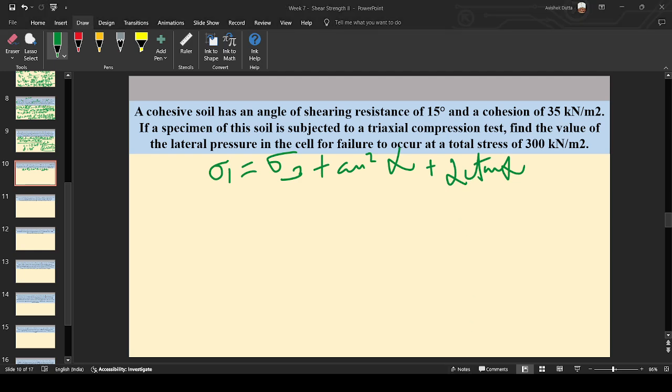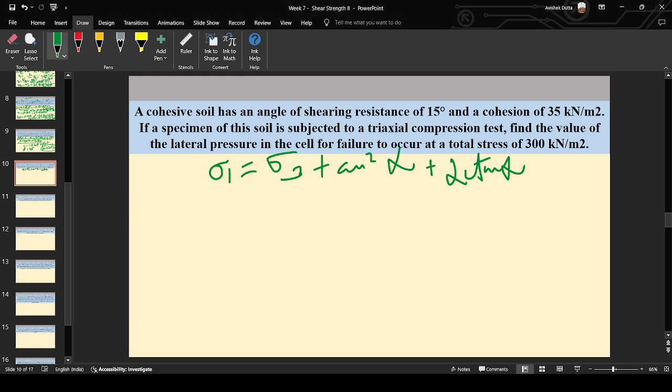2c tan alpha. So now in the first case, phi is 15, and cohesion is 35. Okay, from phi we can find out alpha. Alpha, same formula, alpha will be 52.5 approximately.